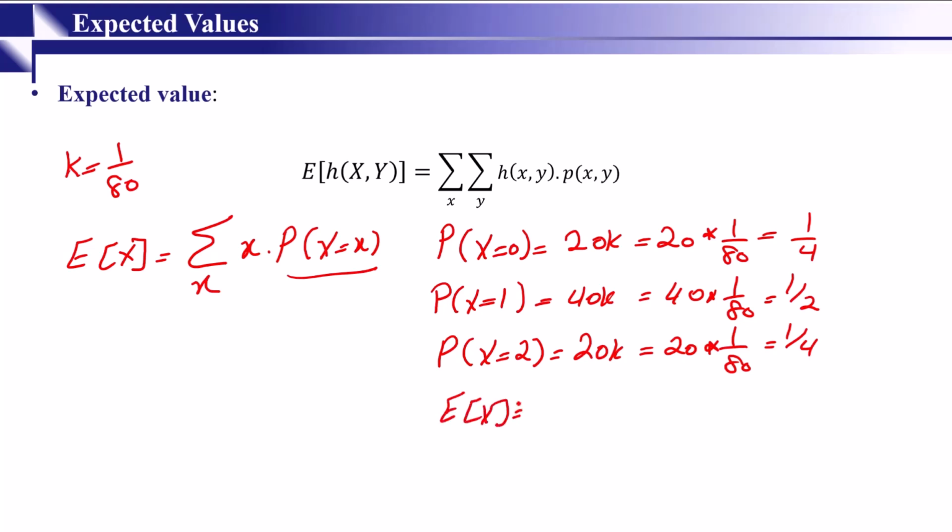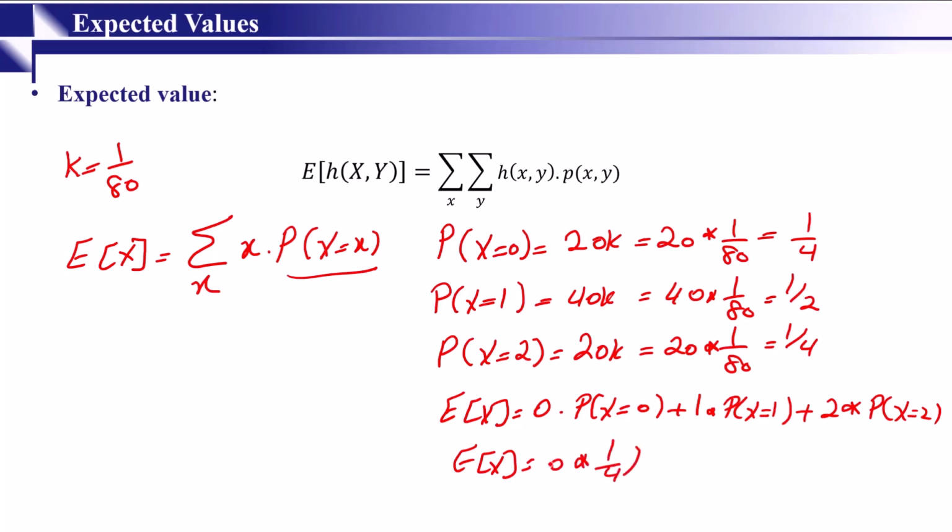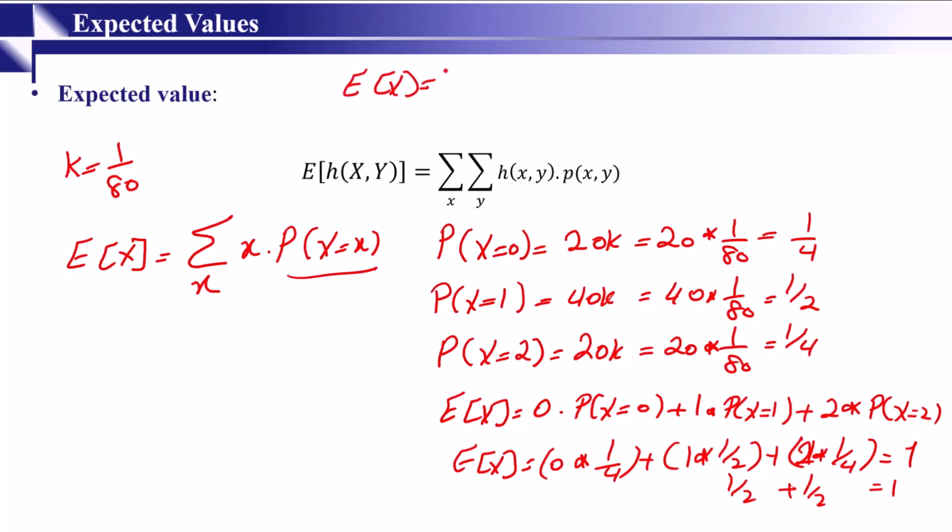Now we can compute E of X. E of X equals 0 multiplied by the probability of X equal to 0, plus 1 multiplied by the probability of X equal to 1, plus 2 multiplied by the probability of X equal to 2. Then E of X is equal to 0 multiplied by 1 by 4, plus 1 multiplied by 1 by 2, plus 2 multiplied by 1 by 4. Sorry, here it should be 2. So it will be 1 by 2 plus 1 by 2, which is equal to 1, right? So E of X is equal to 1.